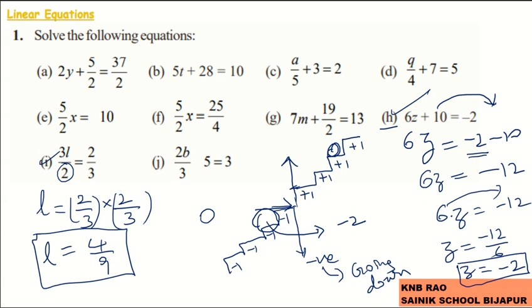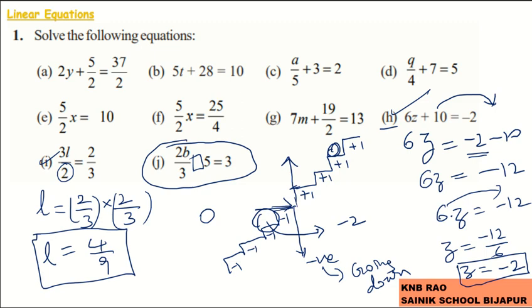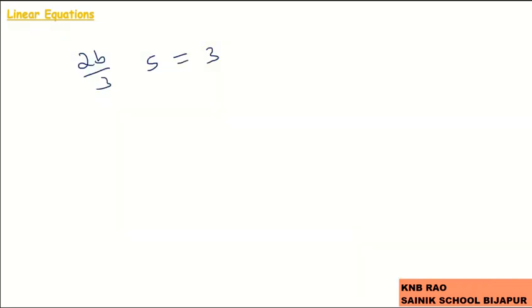Now at last I have this question, but there is a mistake here. What is the mistake? Let us see. Here there is something missing, that sign. Okay, so let us consider 2b by 3, 5 equals 3. So in 2b by 3, 5 equals 3, there is nothing between them.